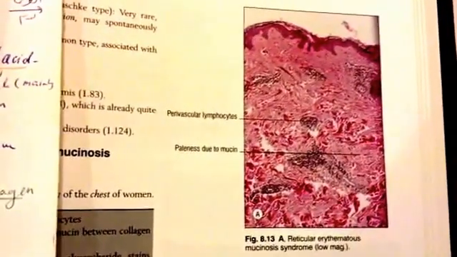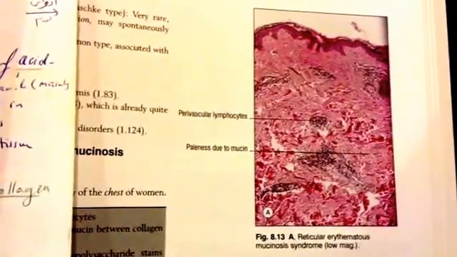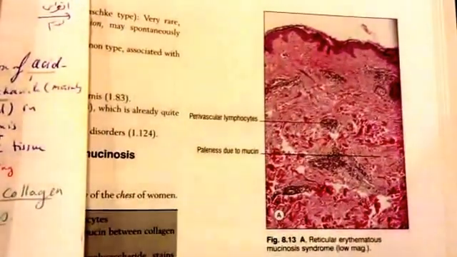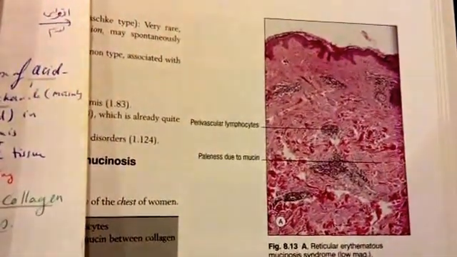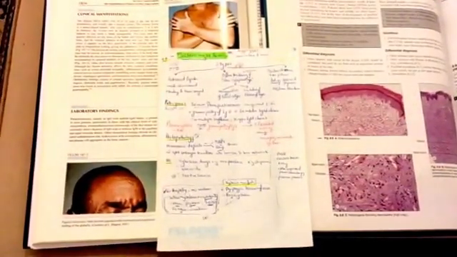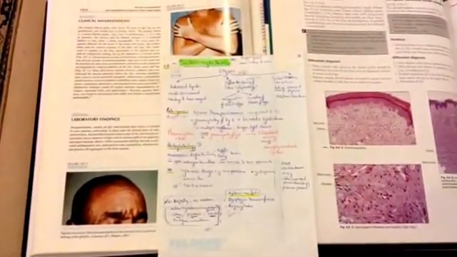Histopathology of reticular erythematous mucinosis: there is mucin between collagen bundles, and there is a perivascular lymphocytic, mononuclear infiltrate around the vascular endothelium. The third type of generalized cutaneous mucinosis is scleromyxedema.